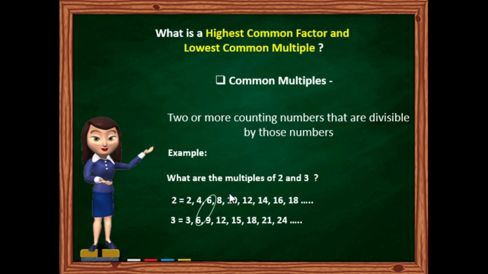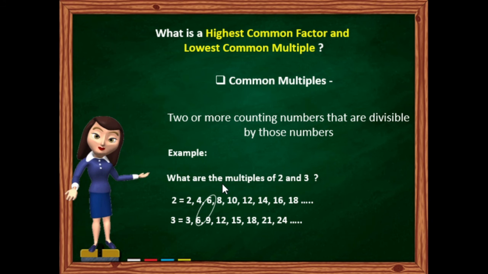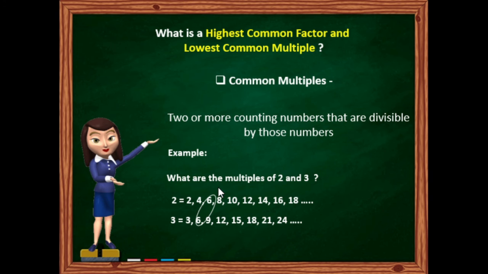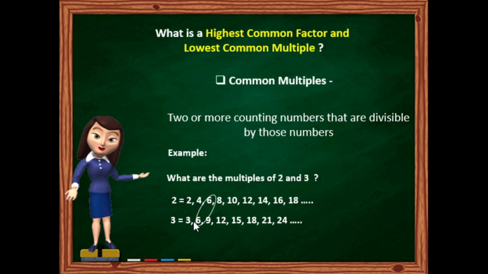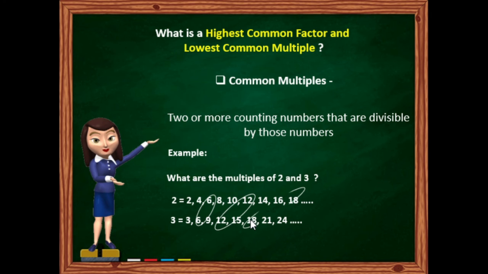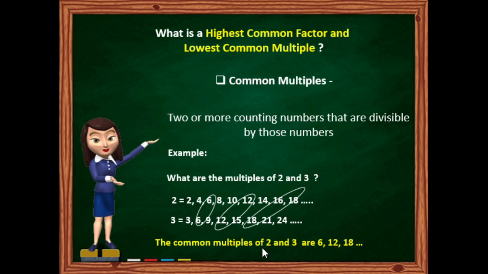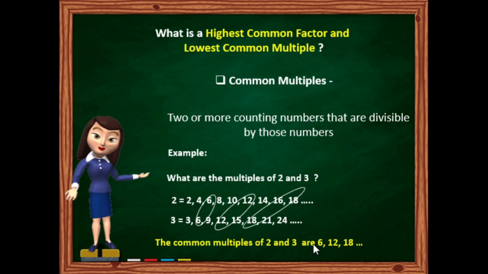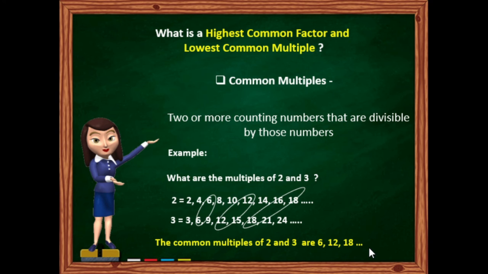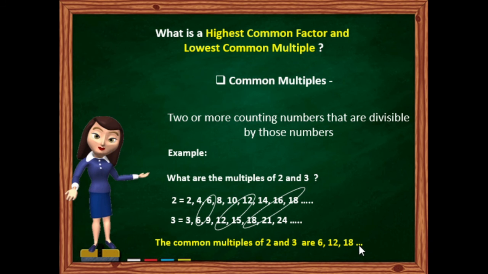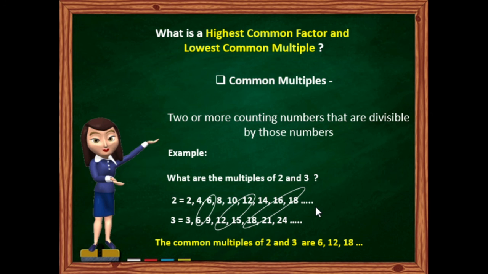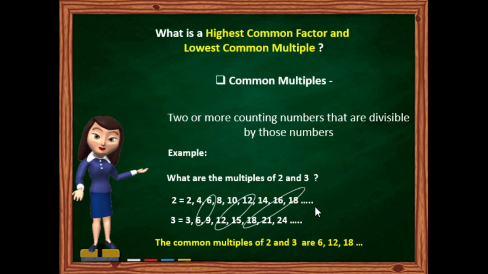To find the common multiples, it's the same as before. You find the numbers that are the same in each list, like 6 and 6, 12 and 12, 18 and 18. Thus, the common multiples of 2 and 3 are 6, 12, and 18, and so on and so forth. Okay, that's finding out the common multiples of numbers.